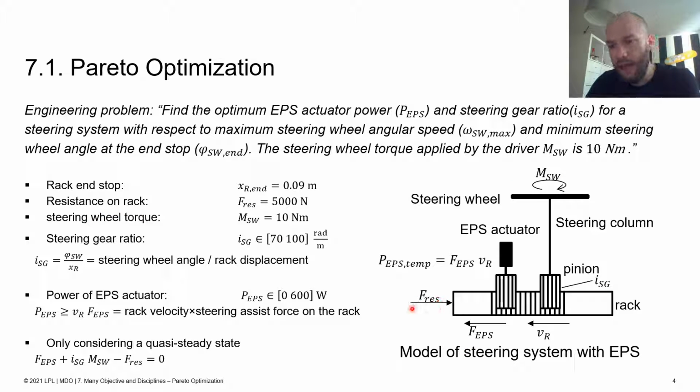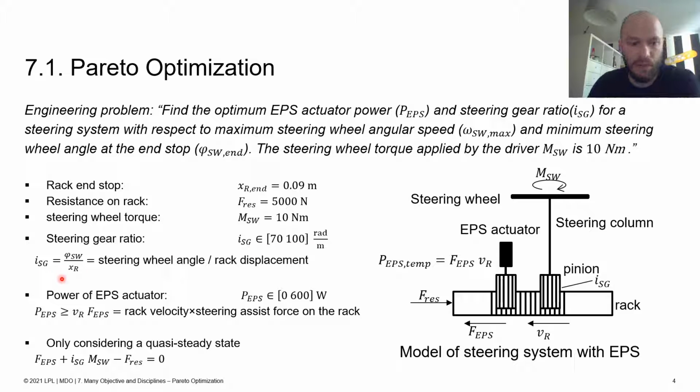So we have a resistance on the rack, which is working against the movement of the driver. This is due to resistance of the wheel on the ground and so on. We also have a steering wheel torque, which was also mentioned before. So this is the 10 Newton meters as an input. We have upper and lower bounds for the steering gear ratio. So it's supposed to be between 70 and 100 rad divided by meters.